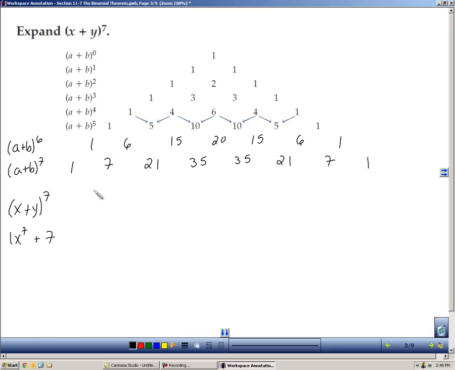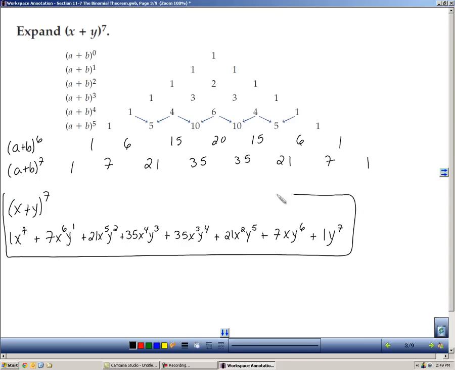So now we use a 7 for the next term, but the x is going to go down by 1, and the y is going to go up by 1. And we continue this pattern using these numbers as our coefficients. And so this is what we have. Notice the coefficients are the same as they are in the triangle. The x's go down by 1 each time, and the y's go up. So this is what x plus y to the 7th power would be expanded out.